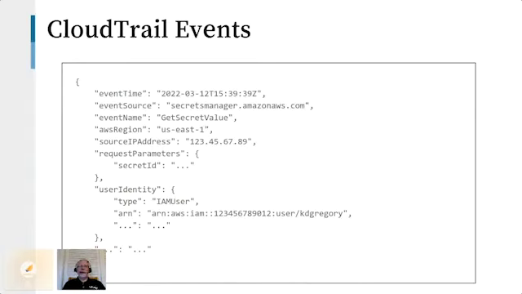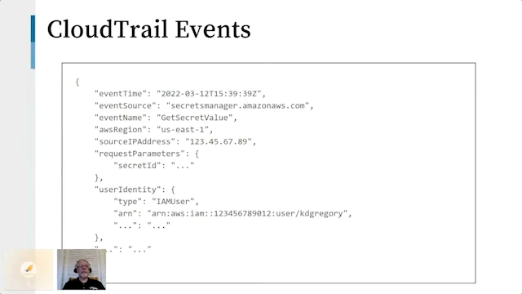And you can see when it happened, the event time. The event name is basically the action that was taken. Here it's get secret value, the region it happened in, and the source IP address. And so if you're only expecting applications inside your VPC to be retrieving secret values and you see a public IP address, you know that you've got a problem.